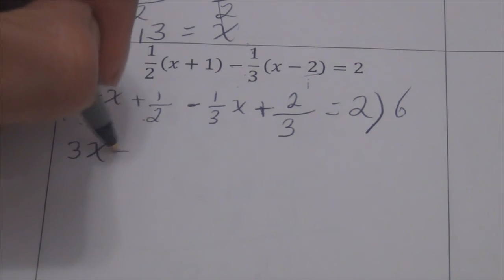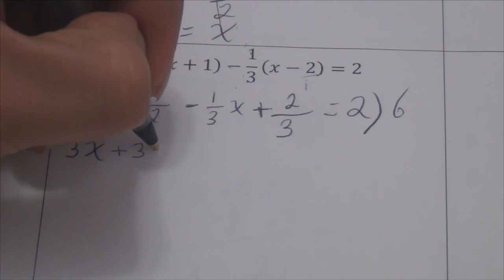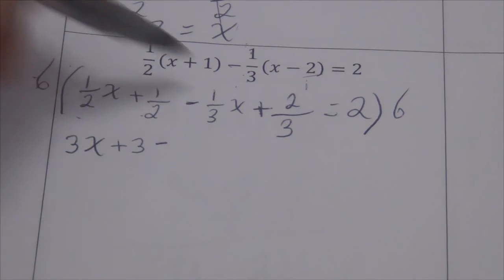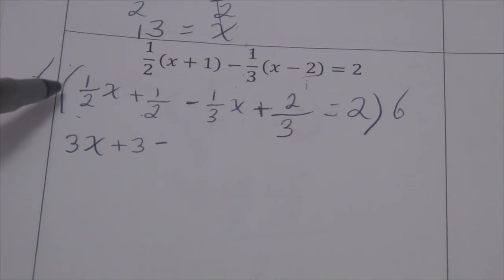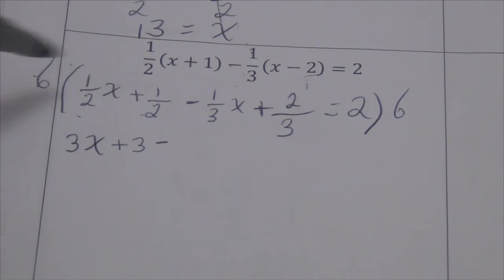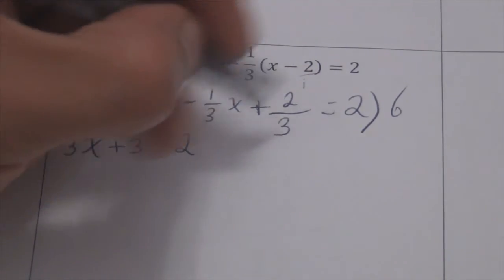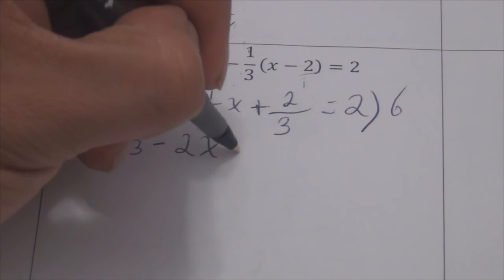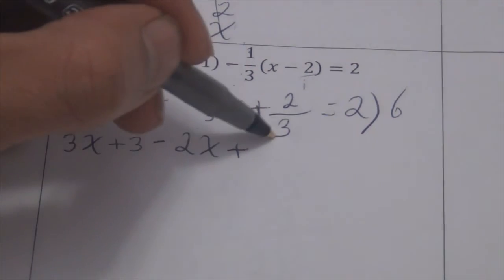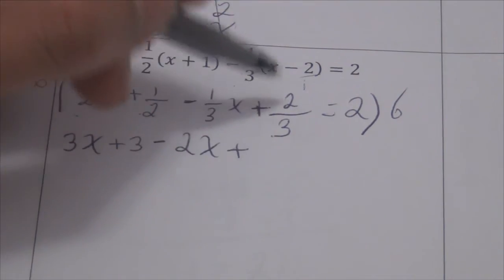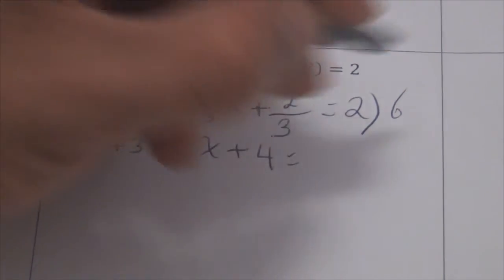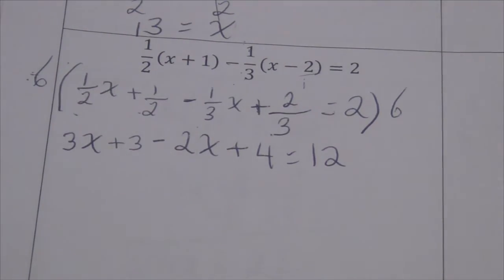3 times 1 is 3, so minus, remember, we're multiplying by 6. There is no number multiplying inside here, so the 6 has to multiply everything. 6 divided by 3 is 2 times 1, 2x, and then 6 divided by 3 is 2 times 2, 4, equals 12. It's a long one.